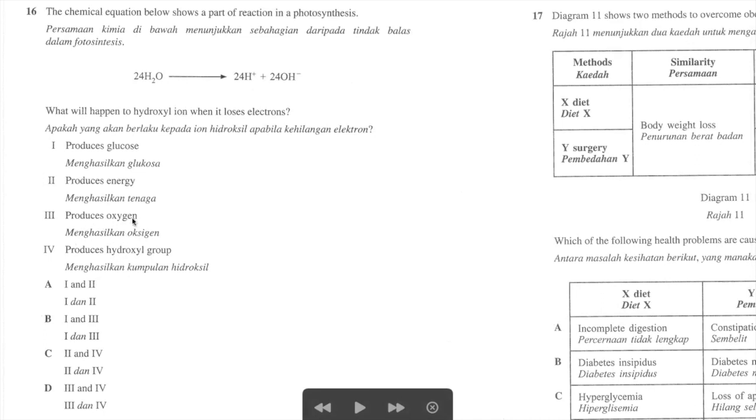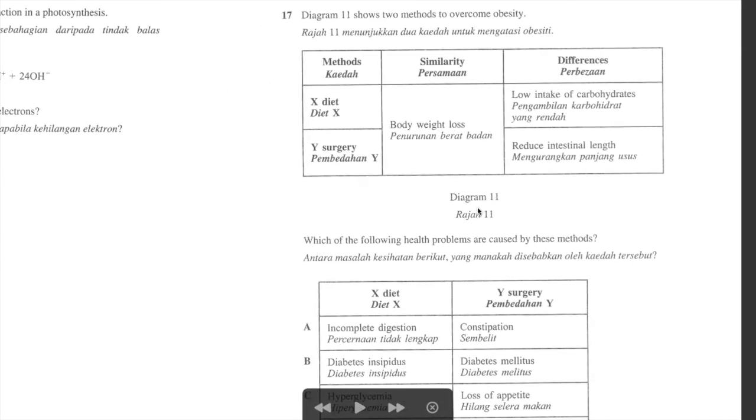So remember, the product of dark and light reaction are different. Kalau light reaction, dia akan hasilkan oksigen. Kalau dark reaction, dia akan hasilkan glukos. Boleh faham? Okay, so jawapan dia adalah D. Okay, 3 dan 4.